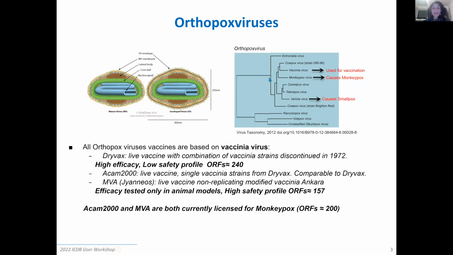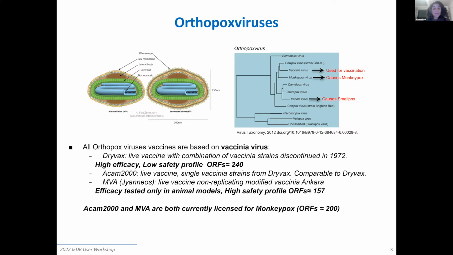monkeypox virus. Throughout time, there have been multiple iterations of the vaccination, and partly that was due to the fact that the first generation vaccine, the Dryvax, that was discontinued in the United States in the 70s, has a very high efficacy against smallpox, but a very low safety profile, in the sense that, being a live vaccine that keeps replicating, it can be not safe for immunocompromised people, who can have very heavy reactions.